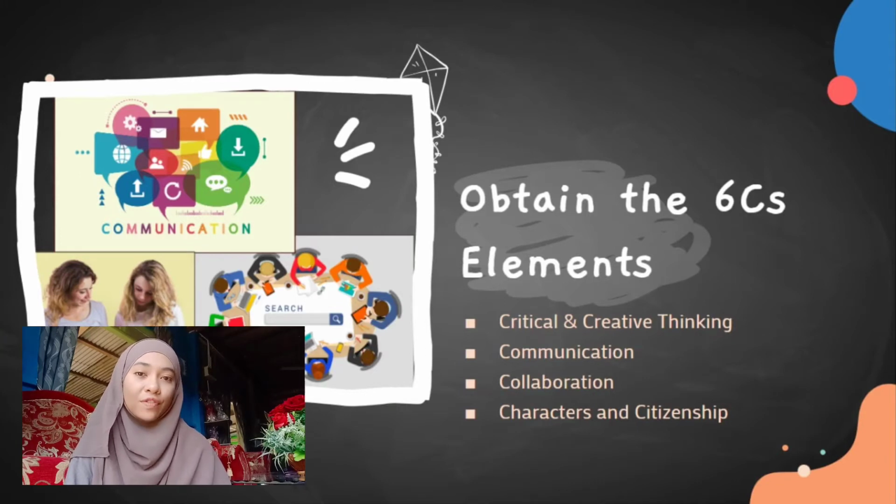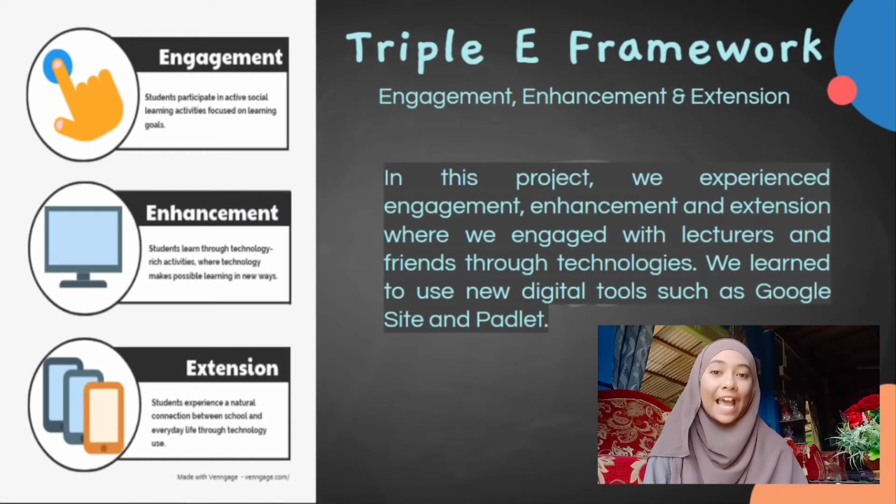We also collaborate with members and groups and try to combine our ideas into new and better results for the project. Meanwhile, character and citizenship contributes to the development of conscientious community members and responsible citizens as future teachers, to be aware of the current situation and contribute new and better ways for teaching. Next, experience is through the Triple E framework.